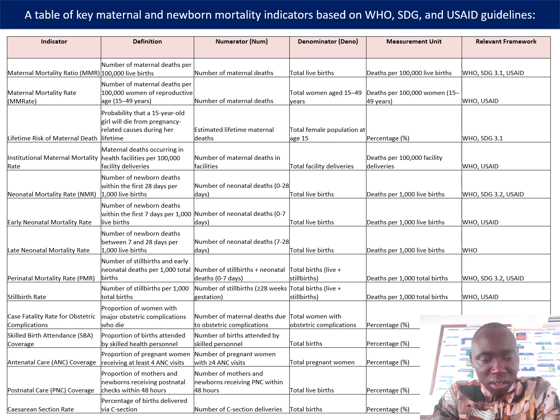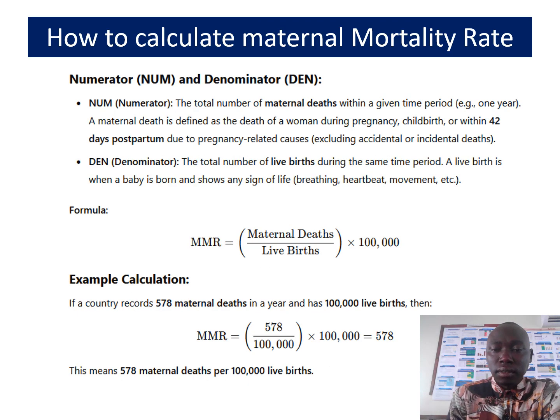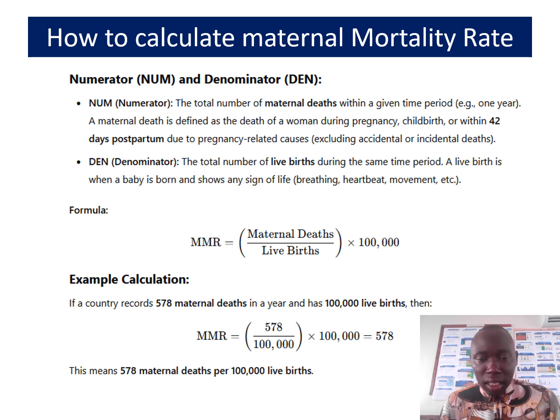The last one, I'll talk about the cesarean section rate. For the C-section rate, basically, we're looking at the percentage of births delivered via cesarean section. So its numerator is the number of C-section deliveries, still measured under total births. So we are here. We're going to look at how we calculate the maternal mortality rate. The numerator and the denominator here, so you're all seeing it.